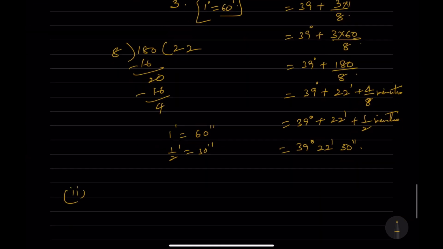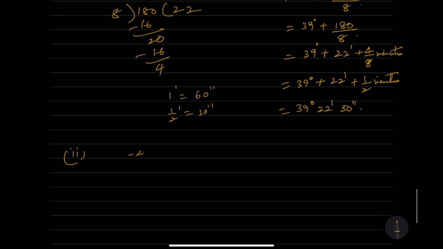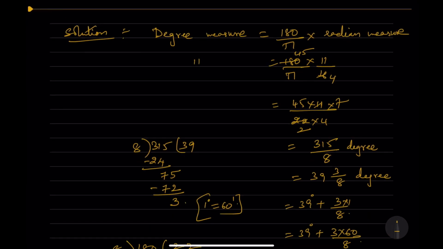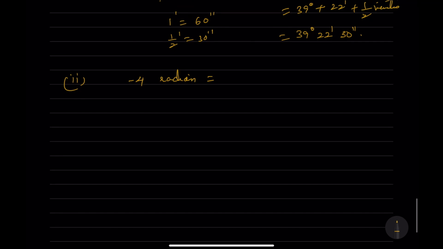Now what is the second? It is minus 4 radian. In terms of degrees, minus 4 radian is equal to 180 by pi into minus 4, and in degrees we are going to get the answer for this. So this is equal to 180 by 22 by 7 into minus 4.